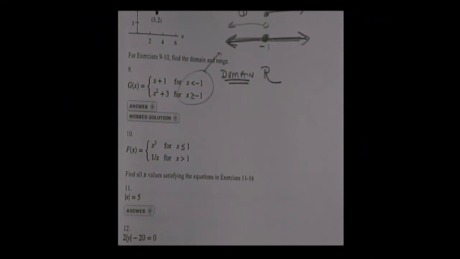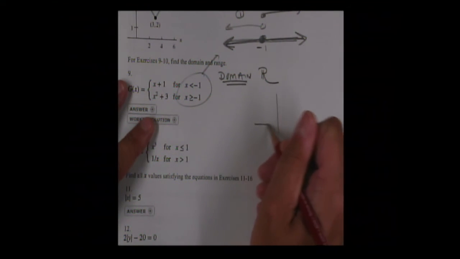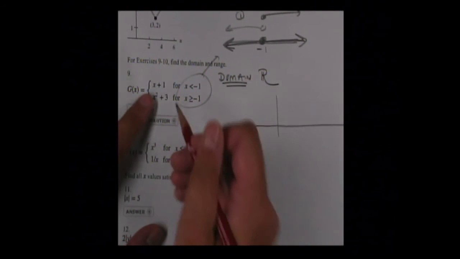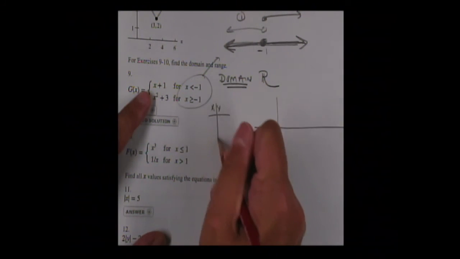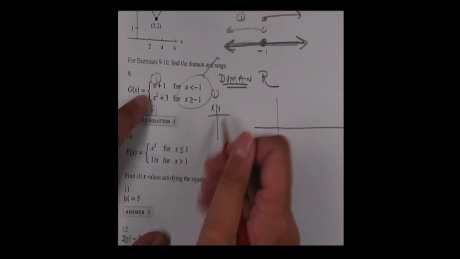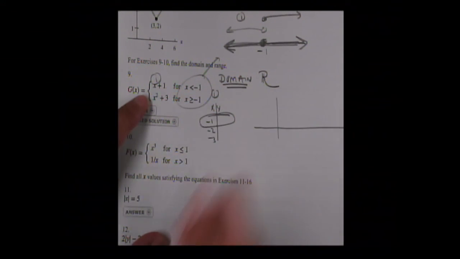The range is a little bit trickier because we have to physically look at the graph. At least for me, I want to physically look at the graph. So if I were going to physically look at the graph, I have this first piece, and so I'm going to do my little charts here. So I'm going to pick things less than -1, and I am going to use -1, just knowing that that's my open circle.